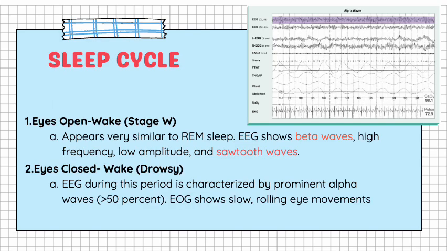Starting out with our first two stages of the sleep cycle, we have the eyes open awake stage, W. This sleep stage is very similar to REM sleep. Your EEG is going to show beta waves, high frequency, low amplitude, and you're also going to see those characteristic sawtooth waves. The next one is the eyes closed wake stage. This is when you feel really drowsy. The EEG is going to be characterized by mostly alpha waves, and the EOG is also going to show some slow rolling eye movements.